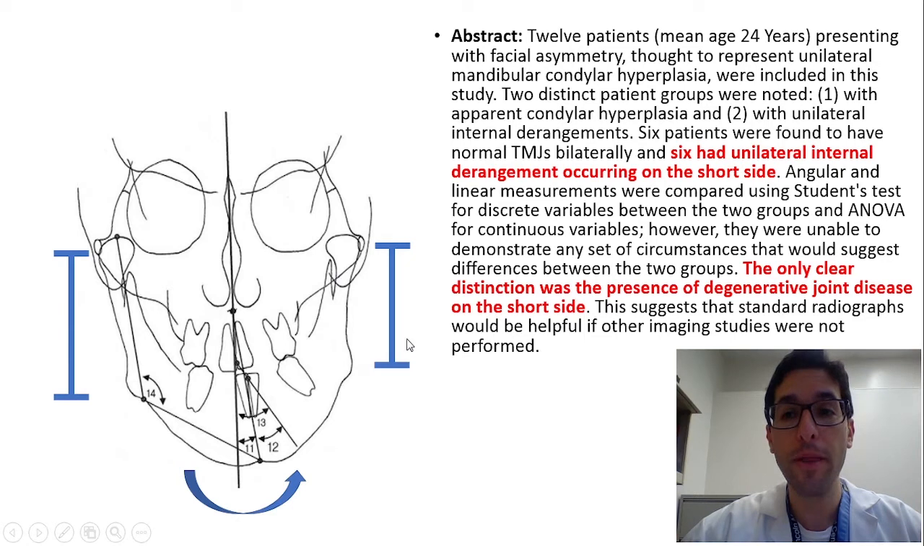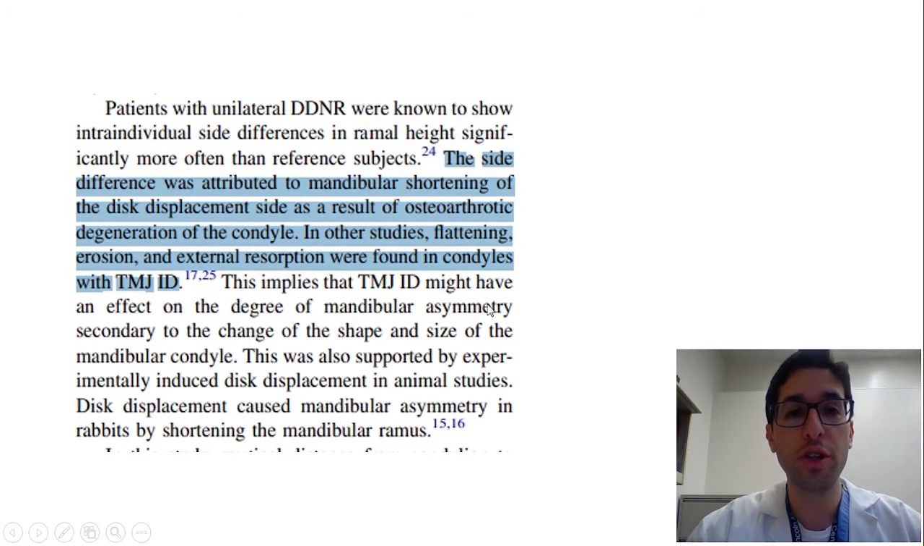Now, why is that happening? And again, the only clear distinction was the presence of degenerative joint disease on the short side. So there is an association. The question is why? It may be a chicken and egg situation. It may be which came first. Actually some studies are making it seem like the degenerative joint disease happens first and then the anterior displacement happens subsequently. So they're saying here that the difference was attributed to mandibular shortening on the disc displacement side as a result of degeneration of the condyle.